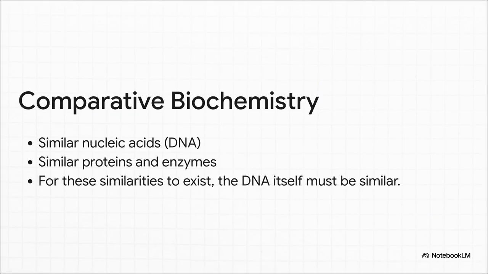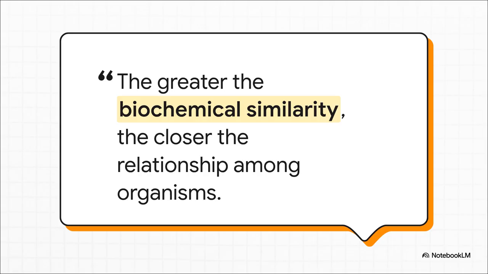And we can go even deeper still. When we actually compare the molecules, the DNA, the proteins, we find these mind-blowing similarities across species. And here's the key. For two different animals to build a similar protein, they absolutely must have similar instructions for it written in their DNA. And this quote just nails it. We can literally compare the DNA sequences between two species and calculate how similar they are. The closer the match, the more recently they shared a common ancestor.